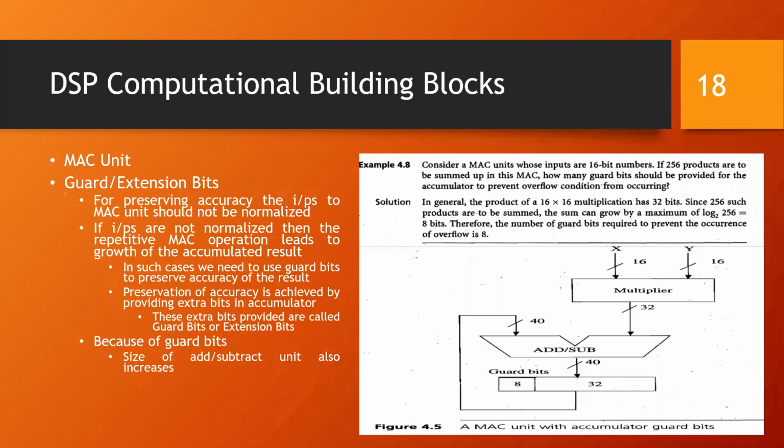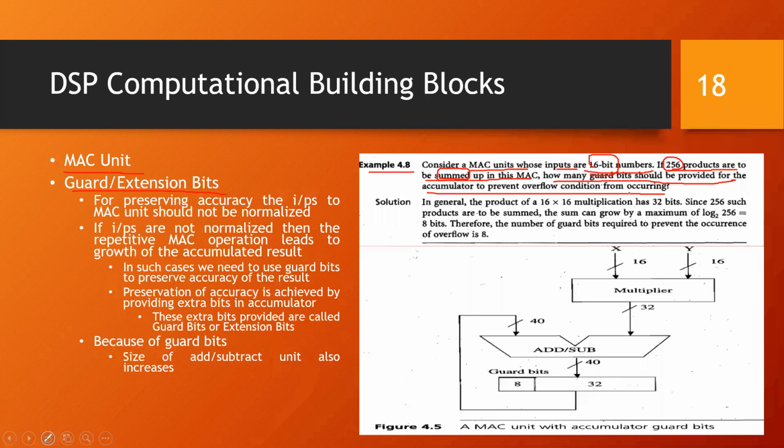So coming down to the guard bits, sometimes also termed as extension bits. Now here, why do we require the guard bits? As in the previous discussion, let us look at the example. Here we have a Mac unit whose inputs are 16-bit numbers. Now, if 256 products are to be summed, there are 256 numbers which have to be added. So in the Mac unit, how many guard bits should be provided for the accumulator to prevent the overflow condition from occurring?